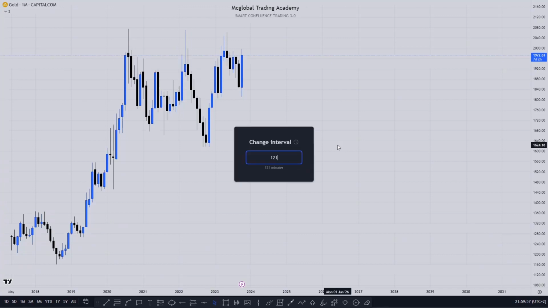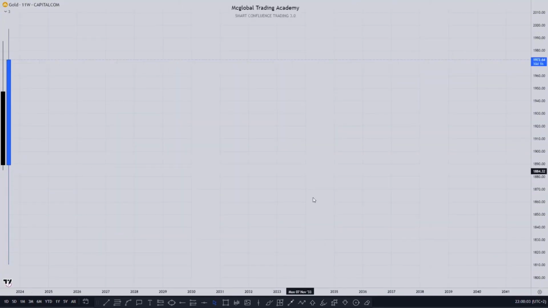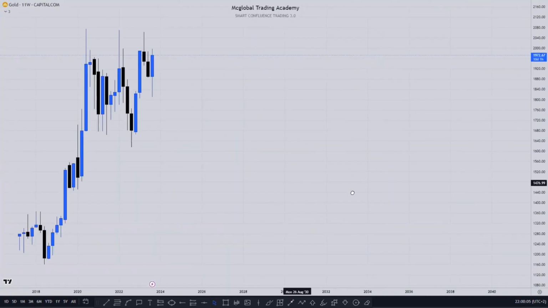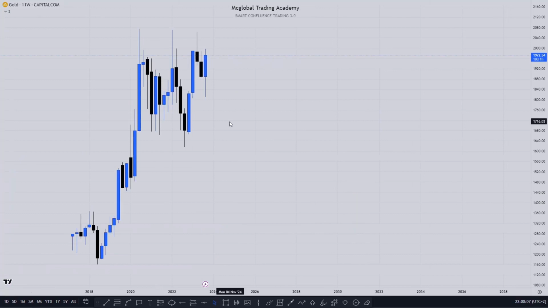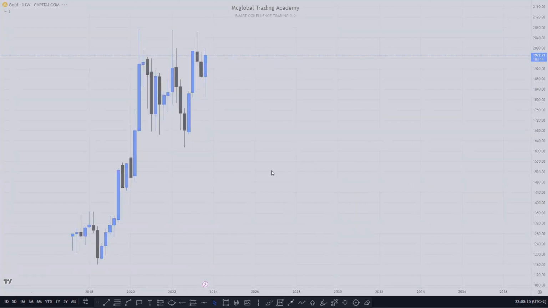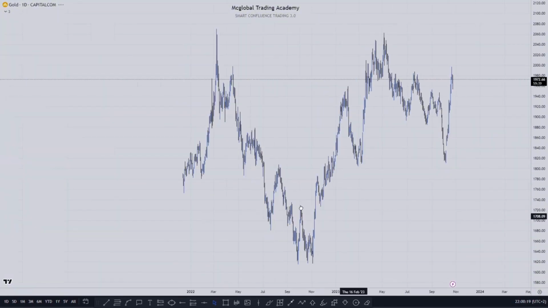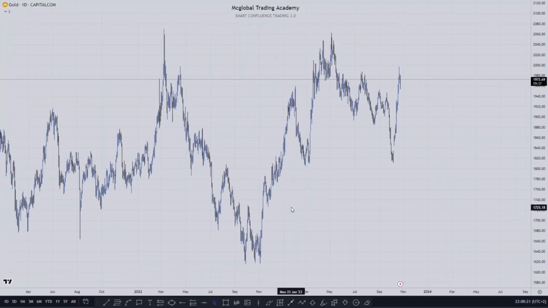That is on the monthly. On the weekly, almost the same information, same highs, same lows. That's a consolidation. So on the weekly, you can see the consolidation. So now, let's look on the daily.